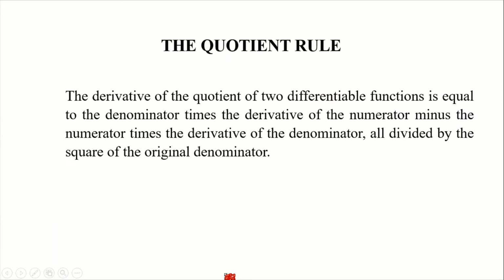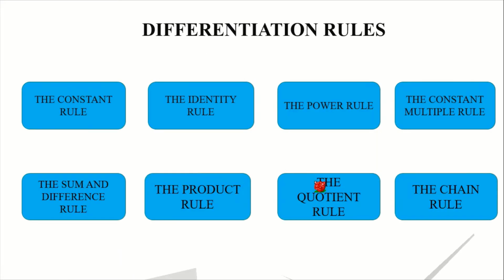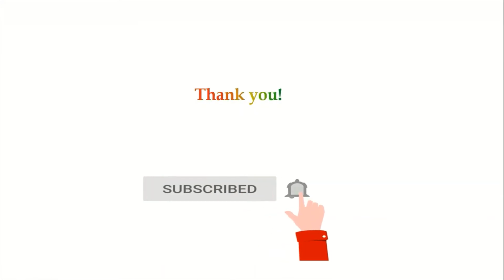Right? So again, sa quotient rule, the derivative of the quotient of two differentiable functions is equal to the denominator times the derivative of the numerator minus the numerator times the derivative of the denominator all over the square of the original denominator. Alright? So that's all for today, class.